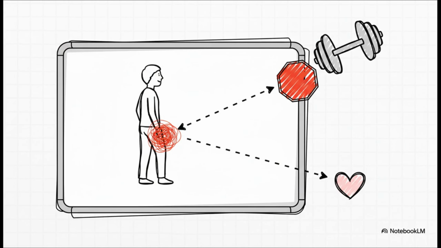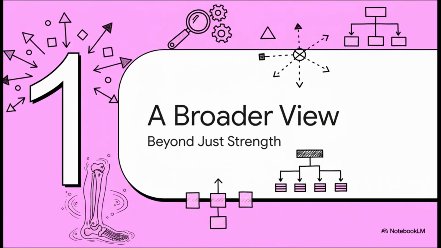And this is where it really clicks. When you're managing a patient with an active pathology, someone who's dealing with pain right now, your main goal might need to be something completely different before you can even start to think about building pure strength. So it's clear we need to broaden our view. Just having this singular focus on strength, it just isn't enough.